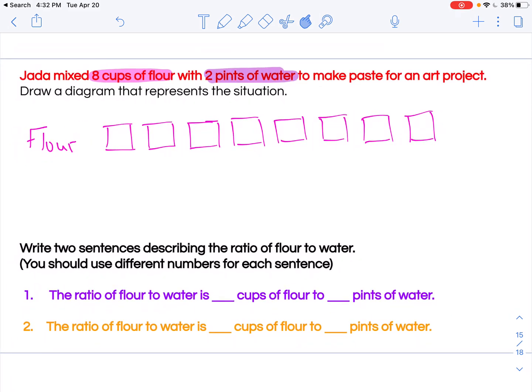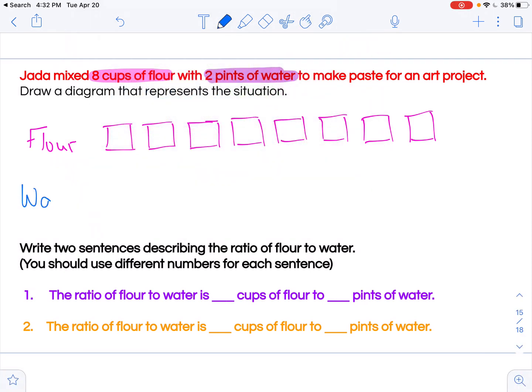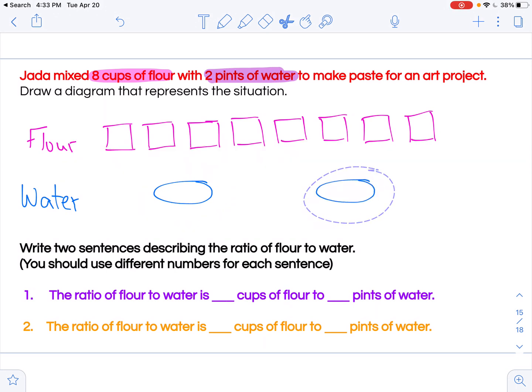To make paste, she also used water. She used 2 pints of water. If you don't know which one is bigger, it's okay. You can just draw them roughly the same size, but I'm going to draw a different shape. 2 pints of water. So she had a pint 1 and a pint 2. All right, actually, let me just copy this. Make them exactly the same. There we go. This is how she made the paste. She used 8 flour. She used 2 water.